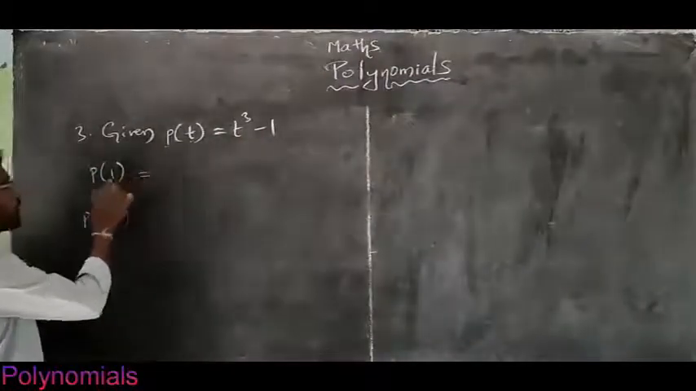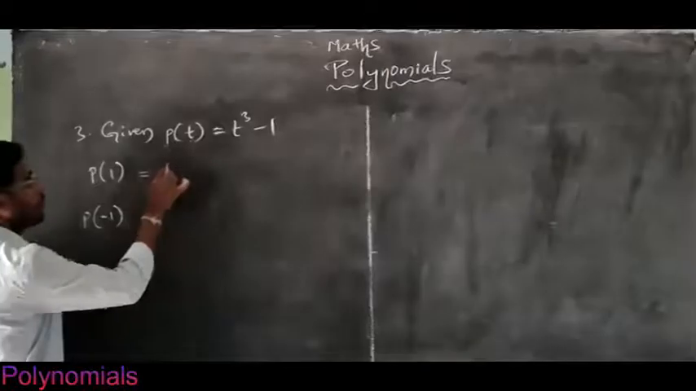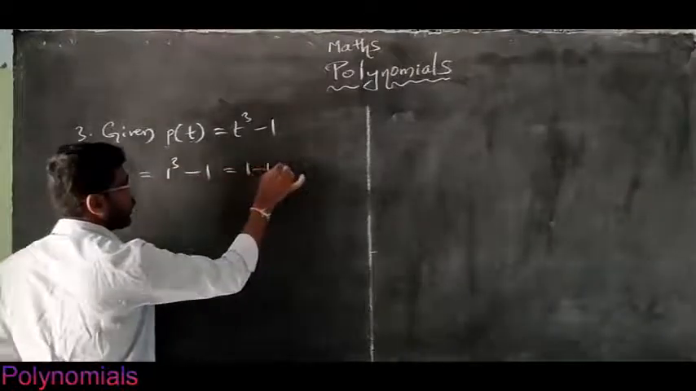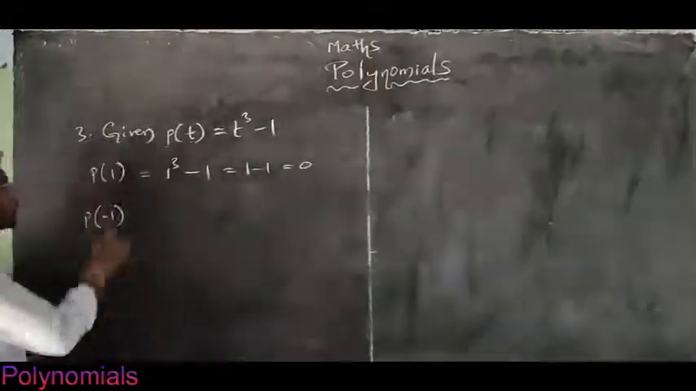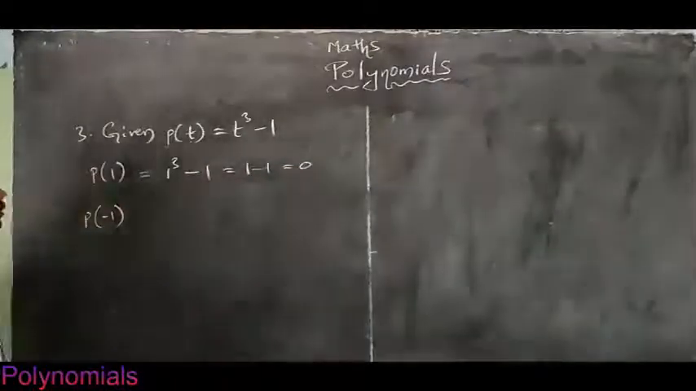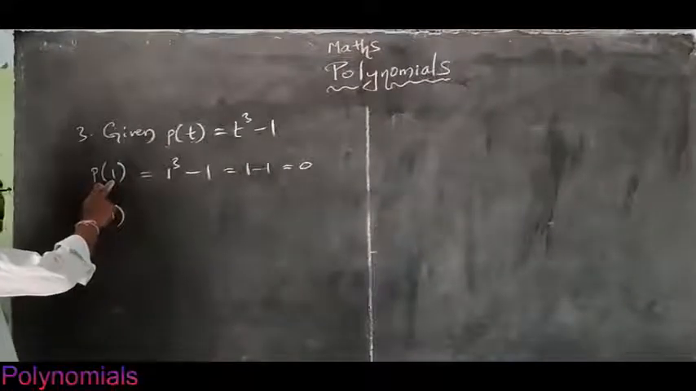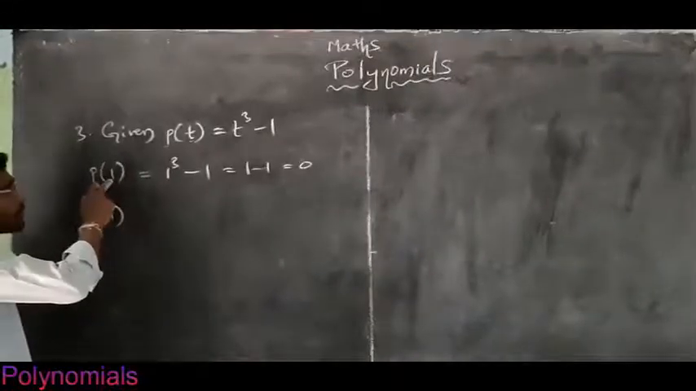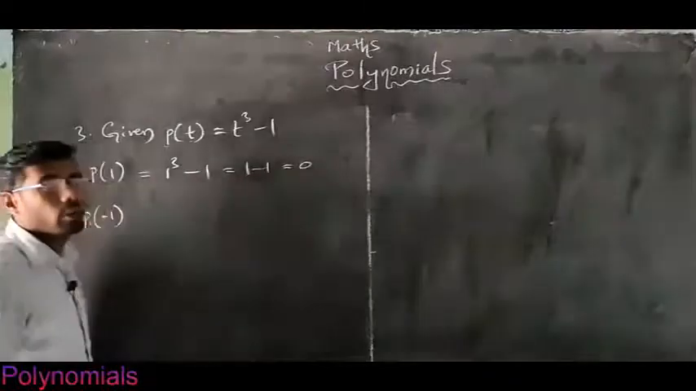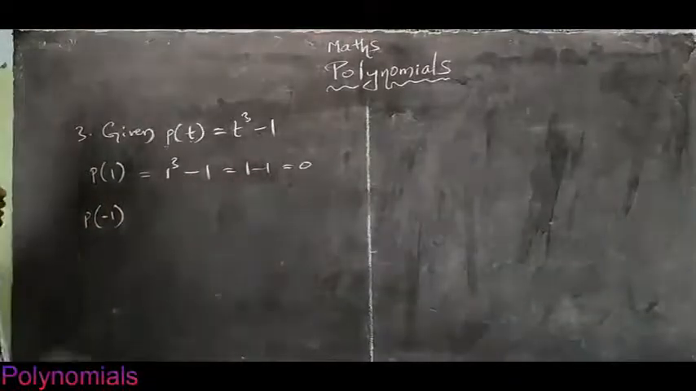P of 1 means what? In the t place, what do you substitute? 1. So 1 cube minus 1, which equals 1 minus 1, which equals 0. If you substitute t equals 1, its value is becoming 0. So 1 we call a zero of the polynomial.